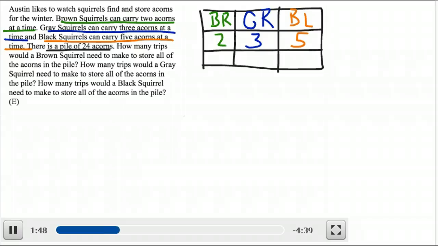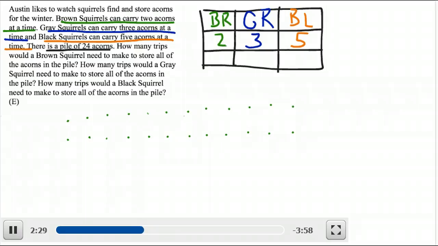In an array, you're going to make a rectangle using dots. Now I know I have to have a total of 24, and I know I'm just putting it 2 wide because that's how many they can carry at a time. So there's 2 dots. I can't make it any wider because it's carrying 2 at a time. I'm going to count by 2s until I get to 24. So that's 4, 6, 8, 10, 12, 14, 16, 18, 20, 22, 24.